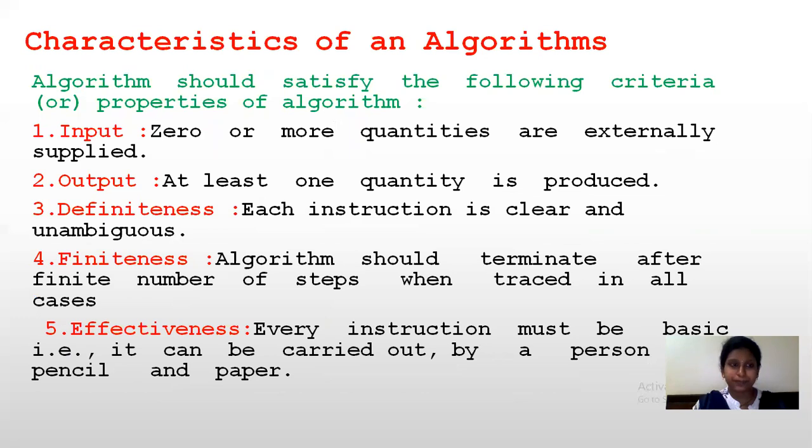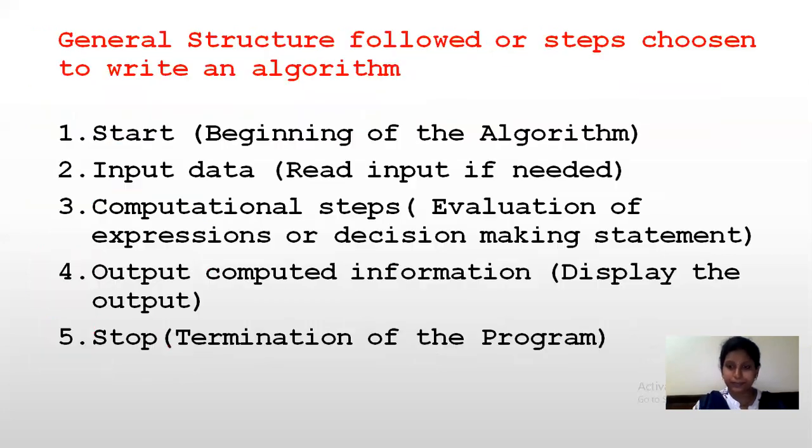Characteristics of an algorithm. There are 5 characteristics of an algorithm: input, output, definiteness, finiteness, and effectiveness. Input: 0 or more quantities are externally supplied. Output: at least one quantity is produced. Definiteness: each instruction is clear and unambiguous. Finiteness: the algorithm should terminate after a finite number of steps when traced in all cases. Effectiveness: every instruction must be basic. It can be carried out by a person with pencil and paper.